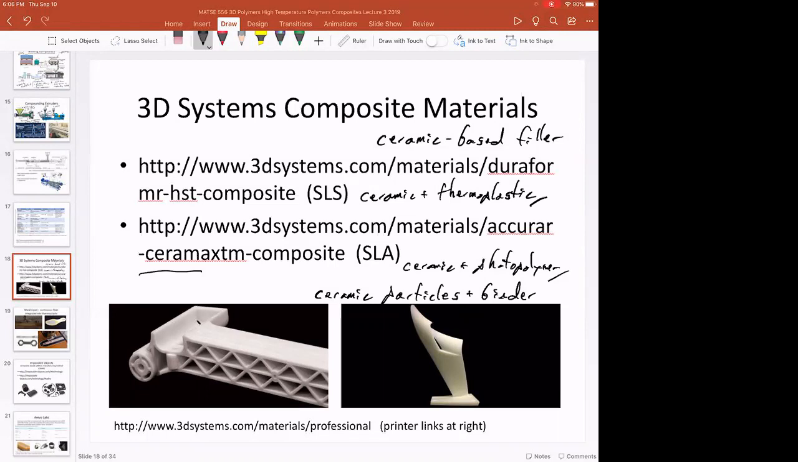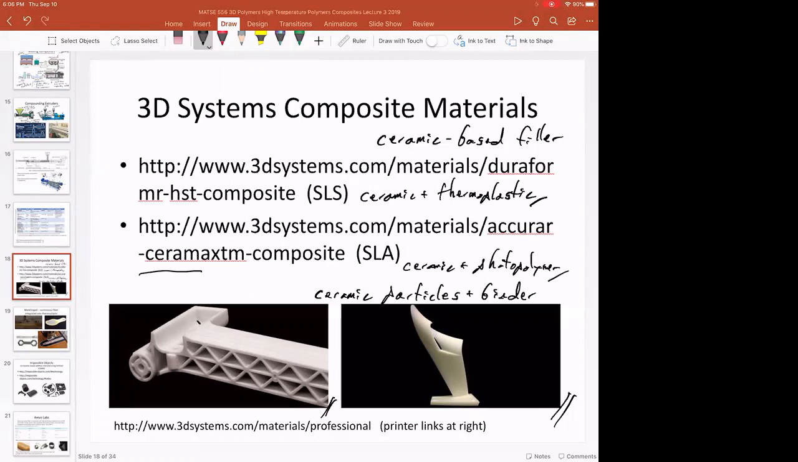So these are both non-fired from 3D Systems, and so these are not kilned or anything like that. In traditional ceramic processing, you'd cast your ceramic, you'd dry it, and then you'd kiln it to sinter the ceramic. These are unsintered parts where now they're being used as a ceramic polymer composite for higher hardness or better wear resistance or something like that.